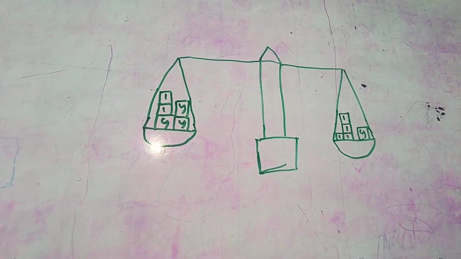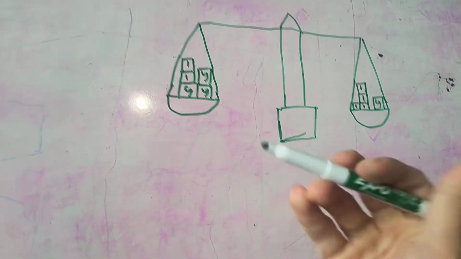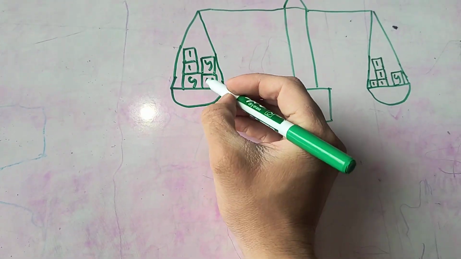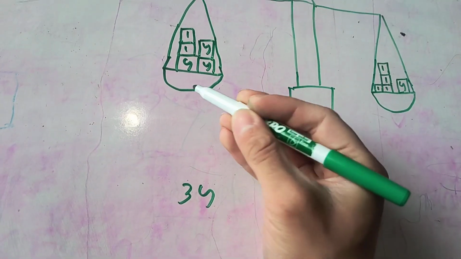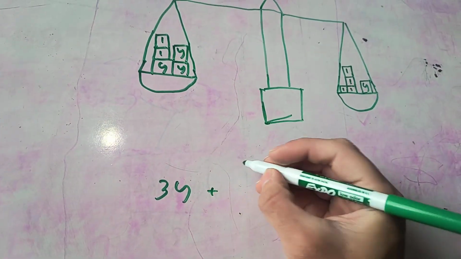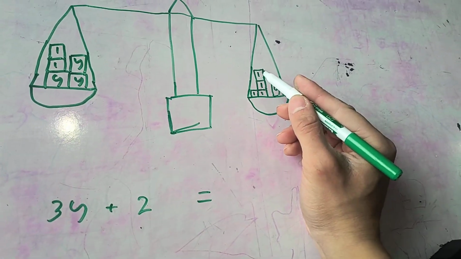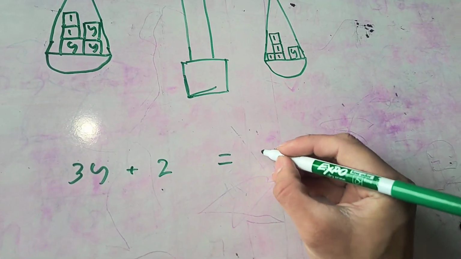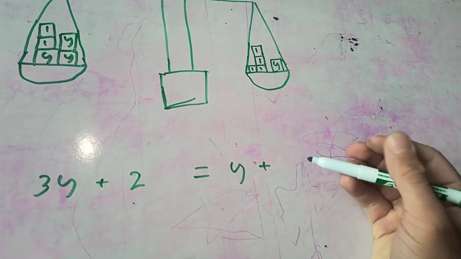So let's write this down algebraically. So we could say we have 3 y's right here. 3y, 3 times y, plus we have these 2 kilogram blocks, plus 2, which has to be equal to these 4, or this 1y, plus these 4 kilogram blocks.